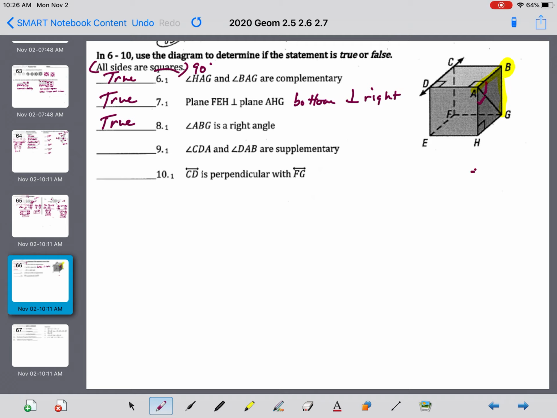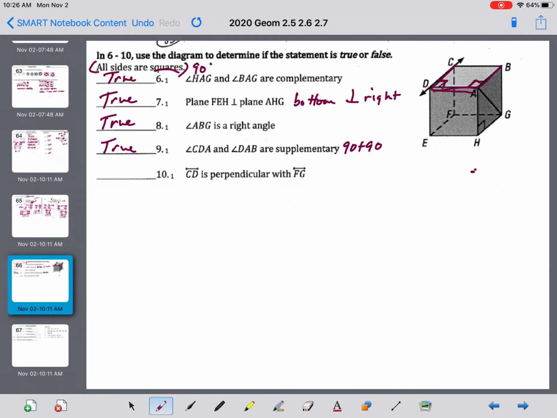Angle CDA and angle DAB are supplementary. Do they add up to 180? Where are these angles? CDA. So CDA is kind of on the top of the box. CDA, if we follow it around, it's this angle on the top of the box. And angle DAB, D-A-B, is also on the top of the box. It's the one over by A. And they're both marked 90, so they would add up to 180. Okay, true.